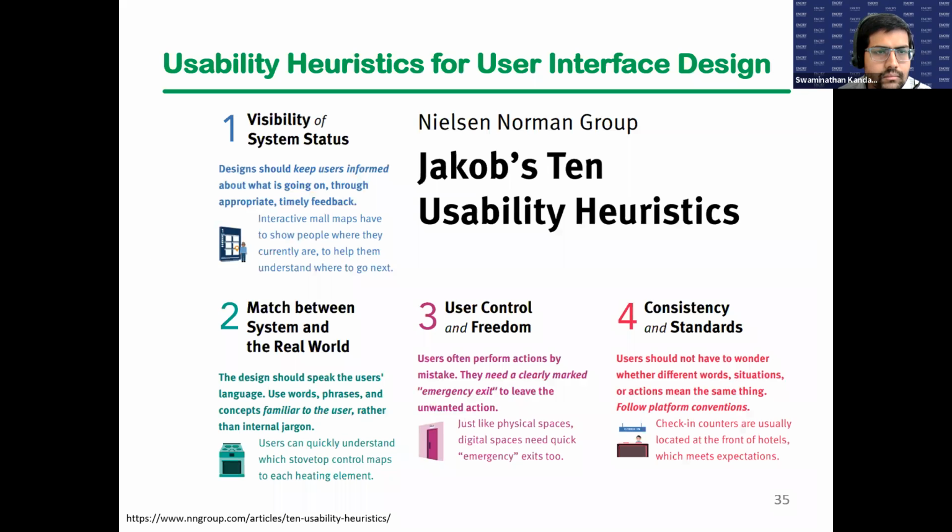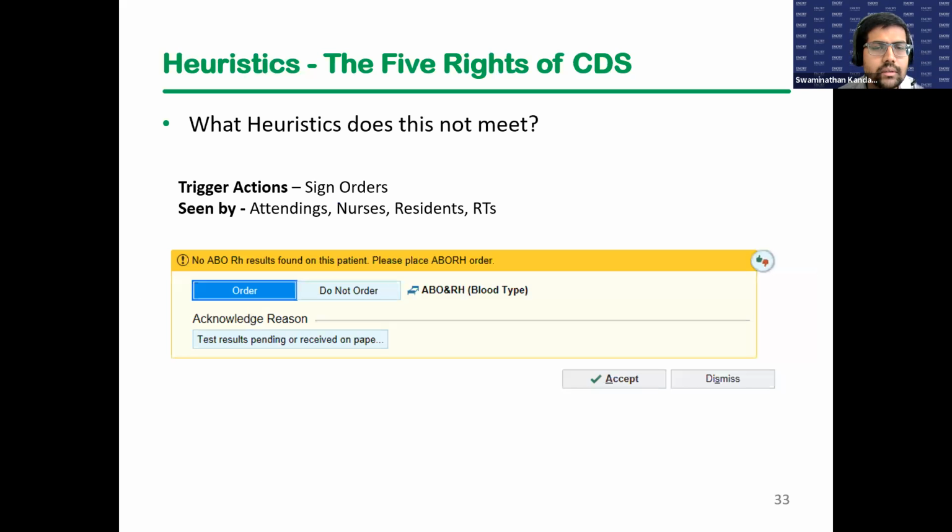Sorry, can you display the screen again? There you go. Yep. It's a little hard to vote without seeing it.